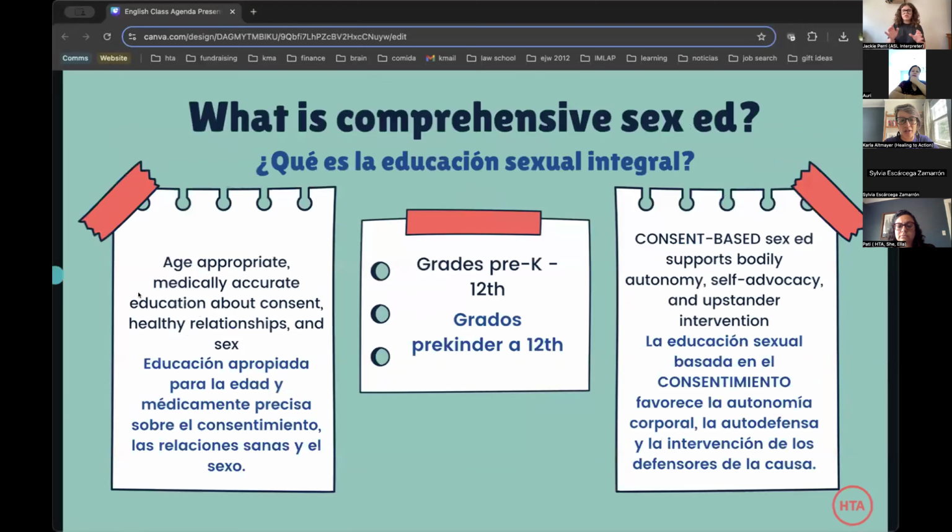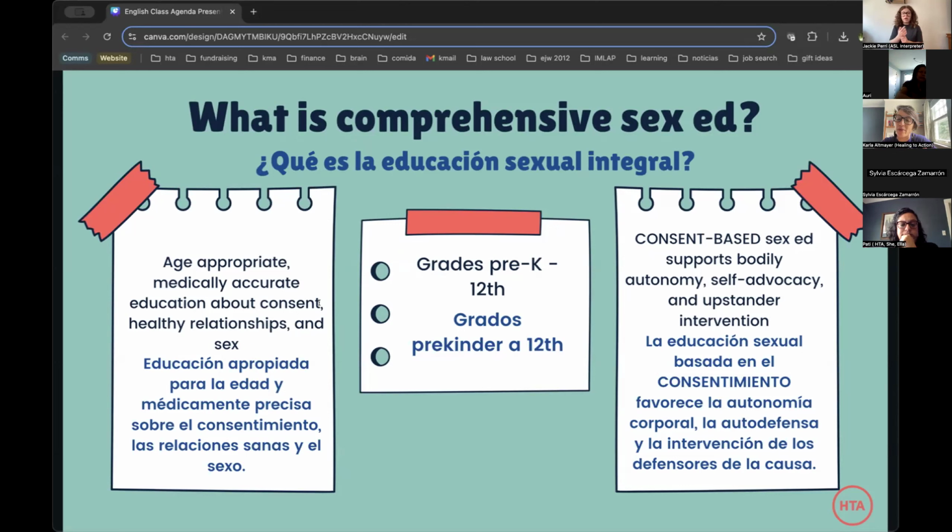So what we're going to start with is a brief overview of what is comprehensive sexual health education. A lot of times when we think of sexual health education, we think of puberty, we think of sex, we think of sexually transmitted infections, and those are all part of sexual health education. That is true. However, comprehensive sexual health education is more holistic. It is age appropriate and medically accurate education about sex and sexuality.